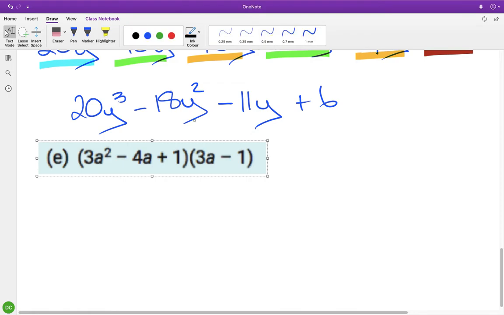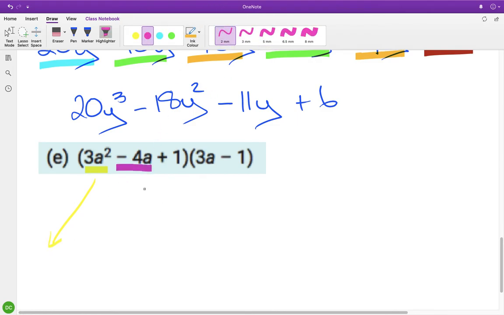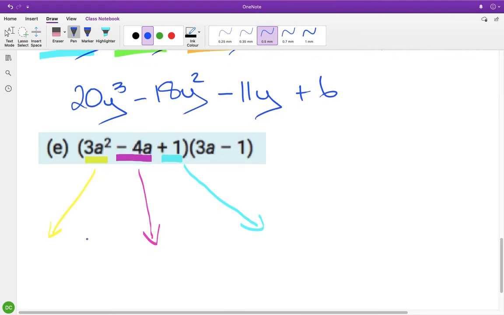Okay, the rule is split the first, multiply by the second. So I'm going to take the 3a squared and I'm going to write it down here. I'm going to take the minus 4a and I'm going to write it here, and then I'm going to take the 1 and I'm going to write it here. So I'm splitting off that first bracket: the 3a squared, the minus 4a, and the plus 1.